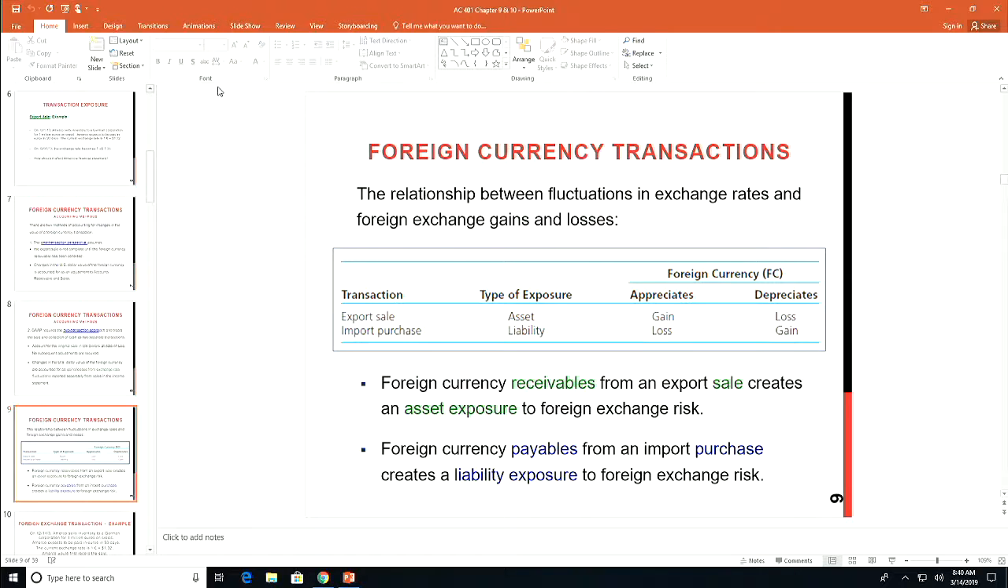In case foreign currency value depreciates, you will have a loss. Now let's see when you purchase. When you purchase, what should be the journal entry? Say, for example, you purchase inventory from China. Of course, it's on account, a credit purchase. What should be the journal entry?